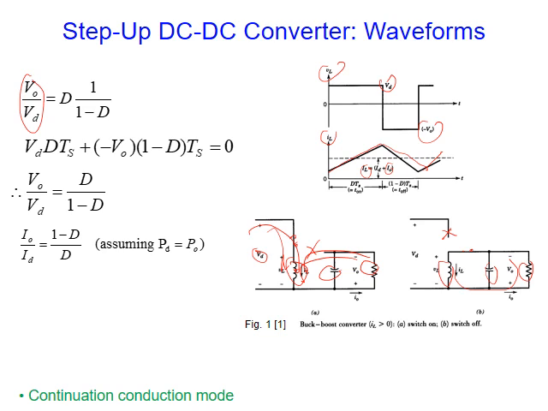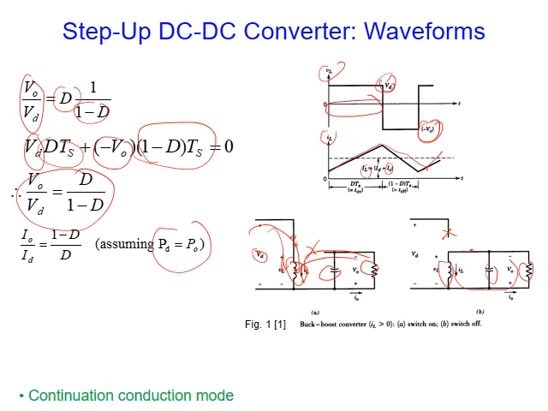boost separately. VO over VD equals D, which is for step down, and 1 over (1 minus D) is the step up. In another way, we can find it by just integrating and adding the values: VD at T on, which is DTs, and minus VO at T off, which is (1 minus D)Ts. Just rearrange, and we come up with the same formula. As we always assume that input power equals output power, we can use it to find the relationship between input and output current with respect to these.